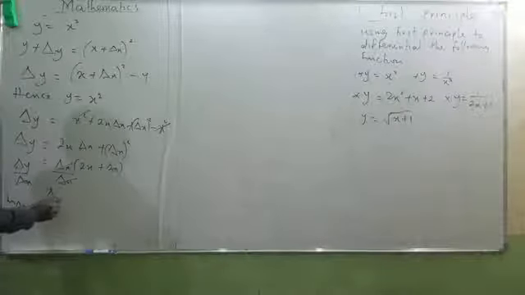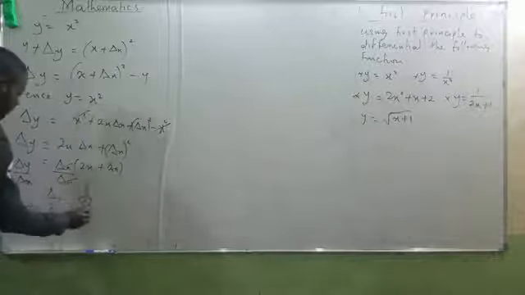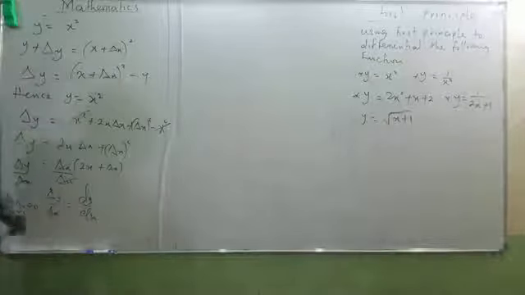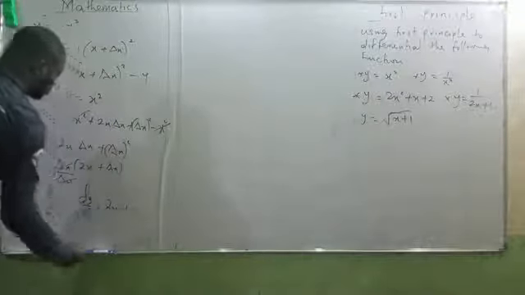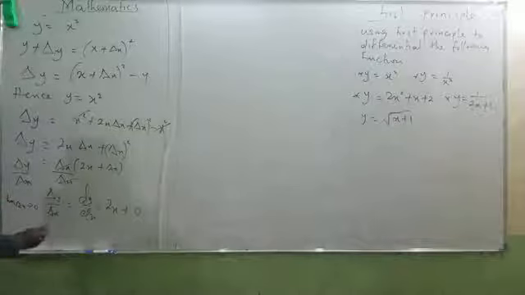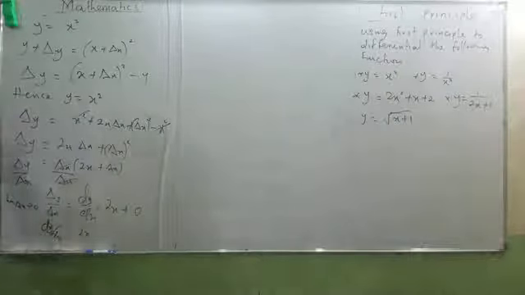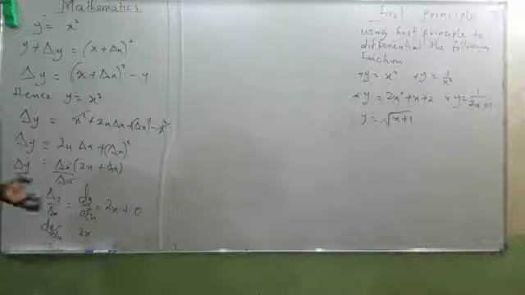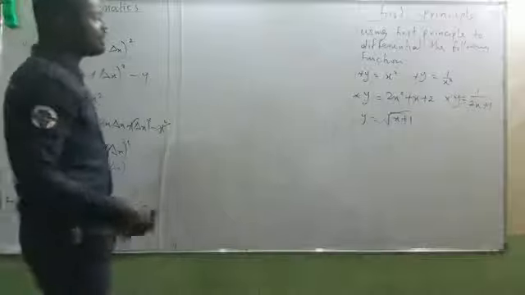dy/dx will be equal to the total derivative. Please take note of that. This becomes total derivative equals 2x plus 0. Because my answer will now be dy/dx equals 2x. That is my answer. Can you see, at the point of limiting it becomes a total derivative. Please take note of that very well.